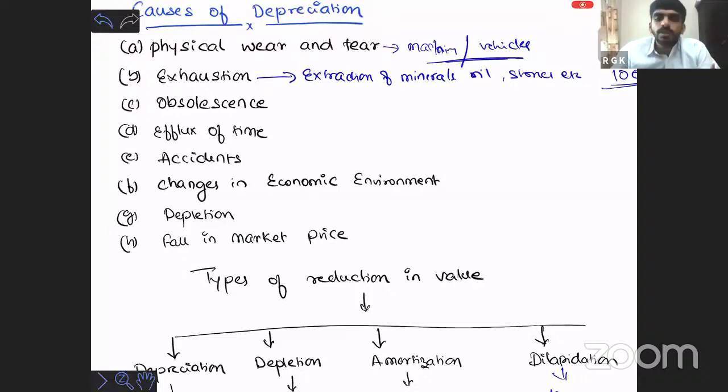So factors are given to you. Obviously, if demand reduces, there should be something alternative for it. There should be some alternative for it. So obviously the old machine's value will reduce.